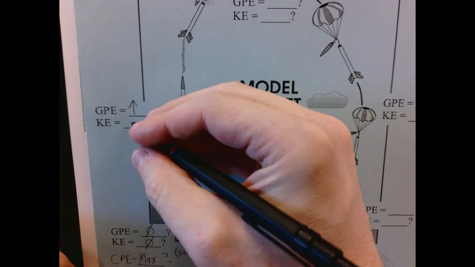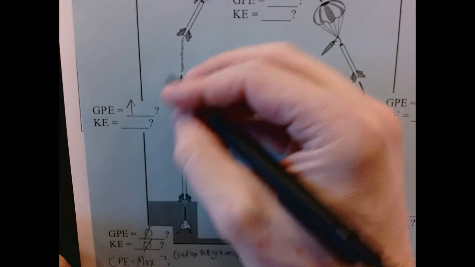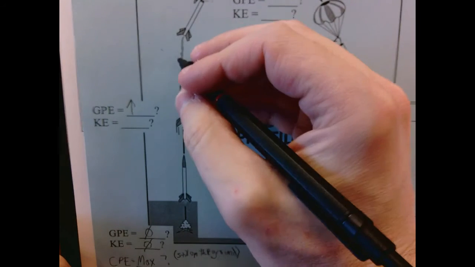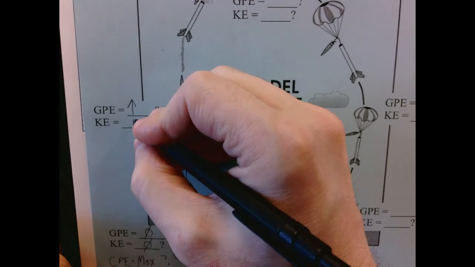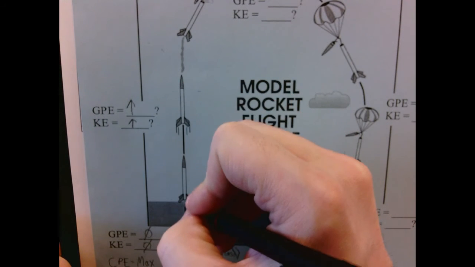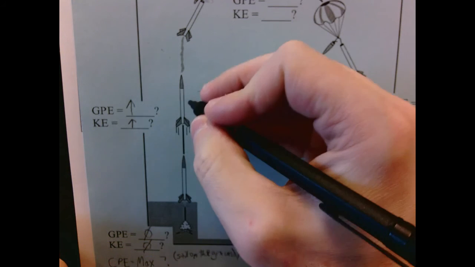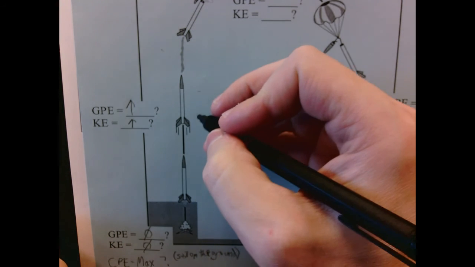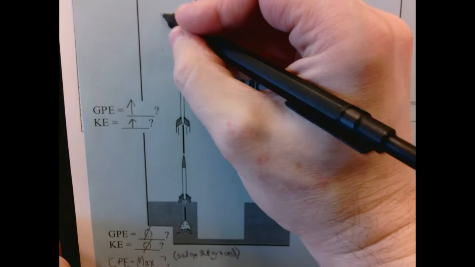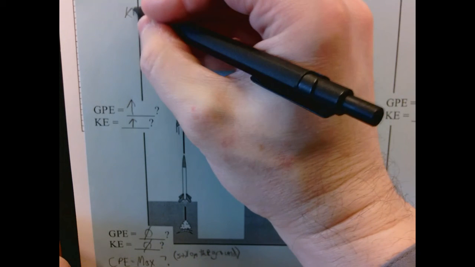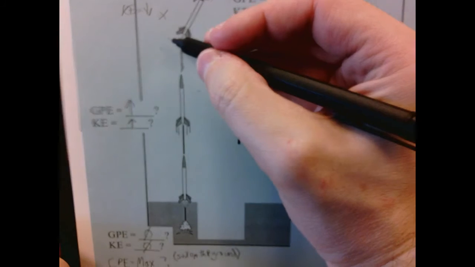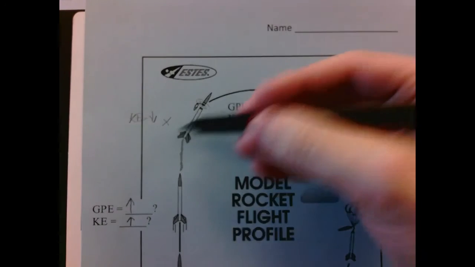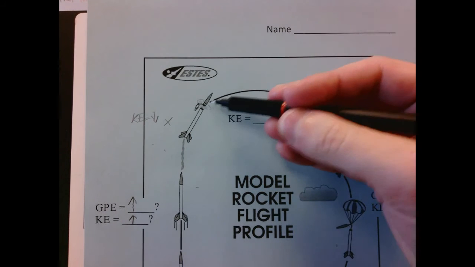For kinetic energy, it really depends upon where exactly on this diagram you're talking about. If you're talking about down here right at the launch, you could argue that the kinetic energy is increasing because the rocket's getting faster as that engine spits out gases. As you get closer to the top up here, we would say that the kinetic energy is decreasing because we're getting closer and closer to the top of its flight, and as a result of that, it's going to be slowing down as gravity pulls on it.